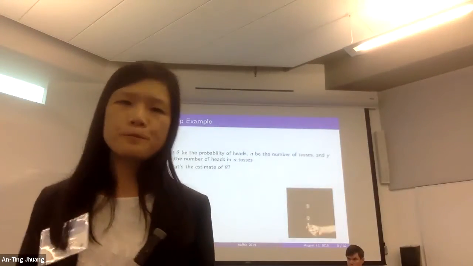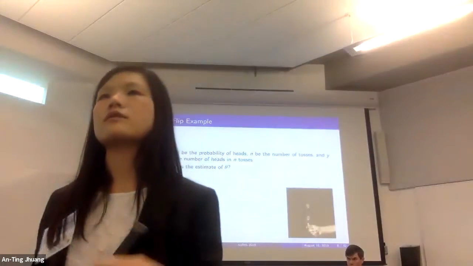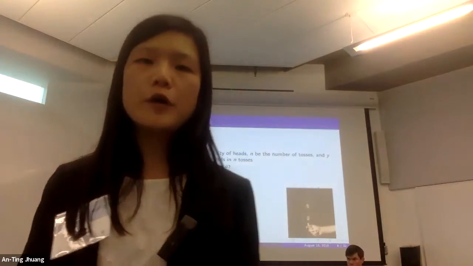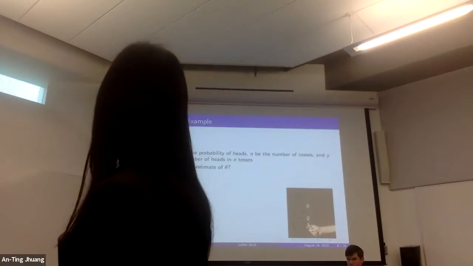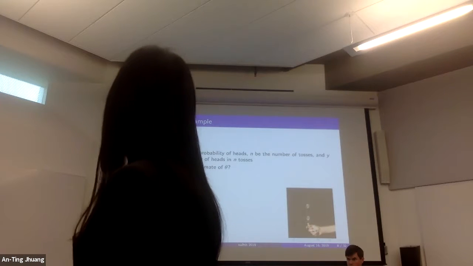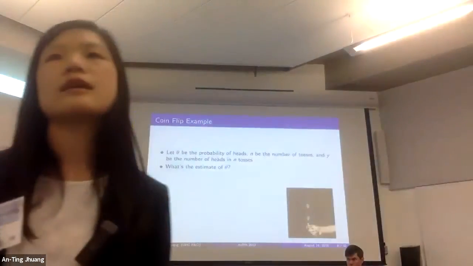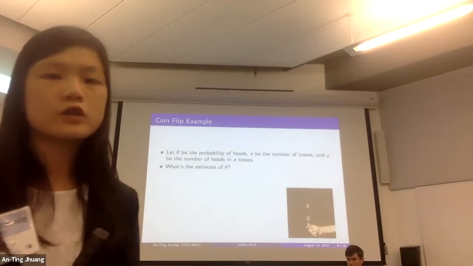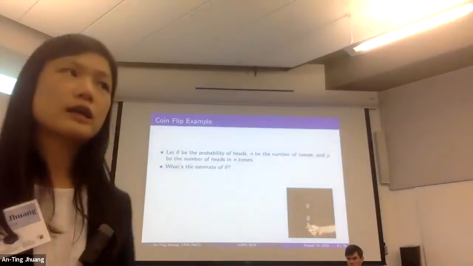Okay, so let's start with the first example. Think about a very simple coin flip example. Here we have to introduce our parameters. Let theta be the probability of having heads and N be the number of tosses. Here Y is the number of heads in the total number of tosses. So what would be the estimate of theta?